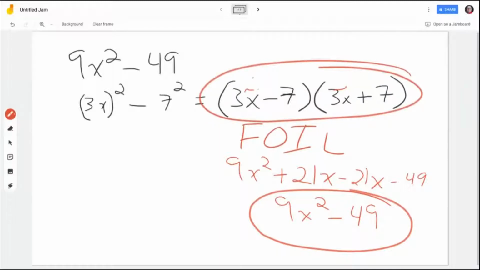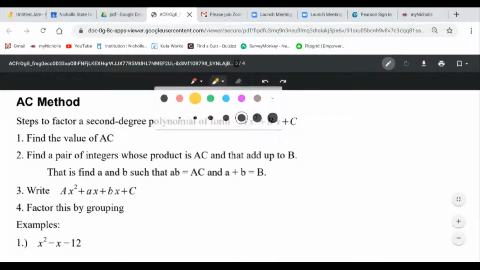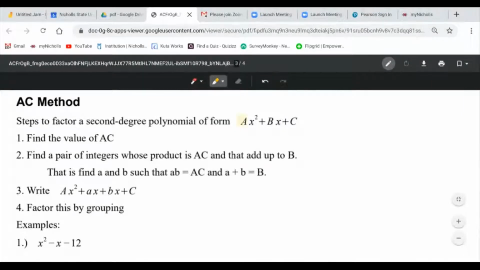All right, so next, now let's talk about the AC method. So the AC method is named after those two terms at the beginning of the polynomial, the A and the C. There. And that's why we call it that. Basically, what you do first is you find the value of AC, meaning that you multiply A and C together and determine what that value is.